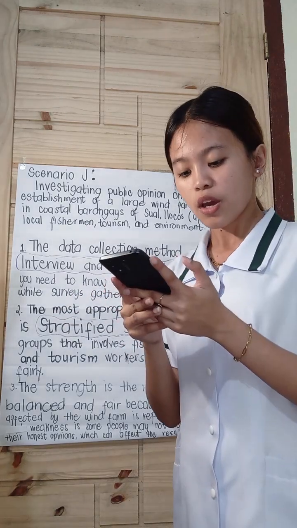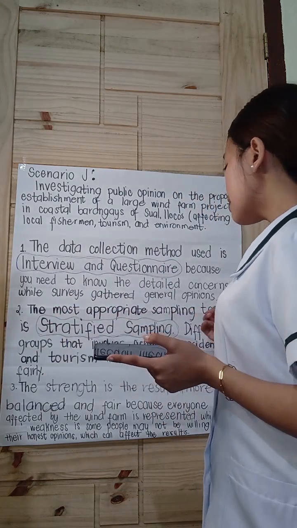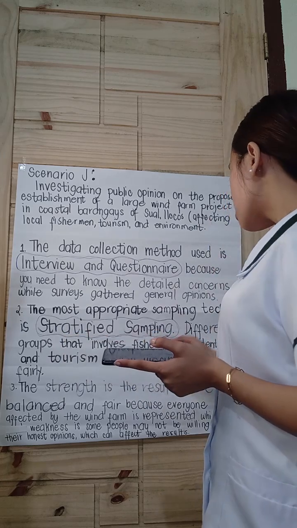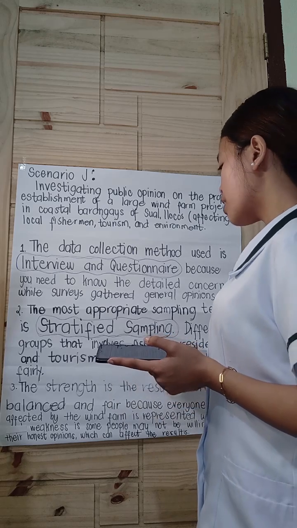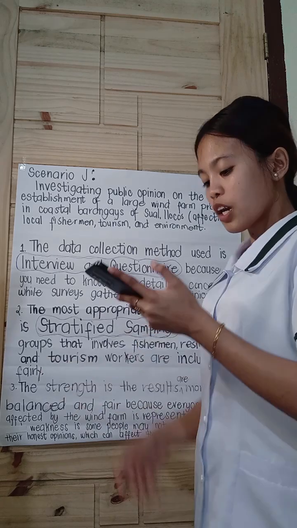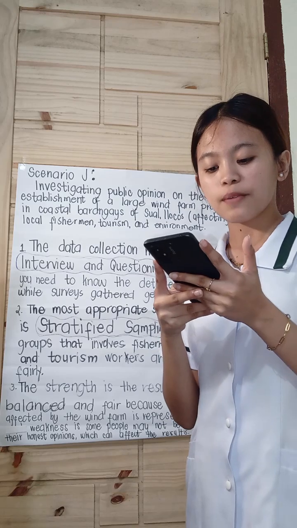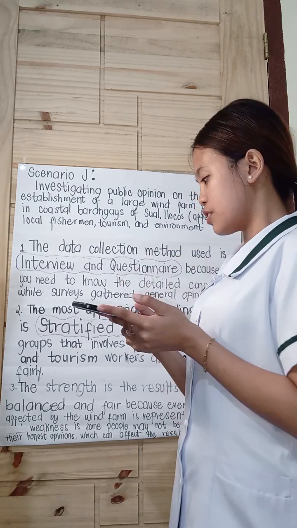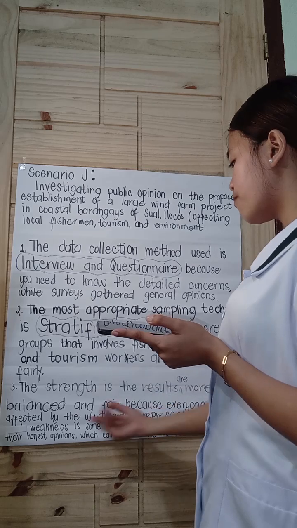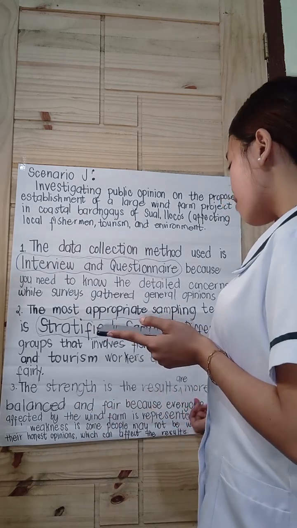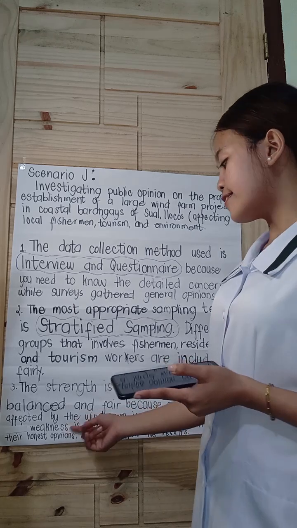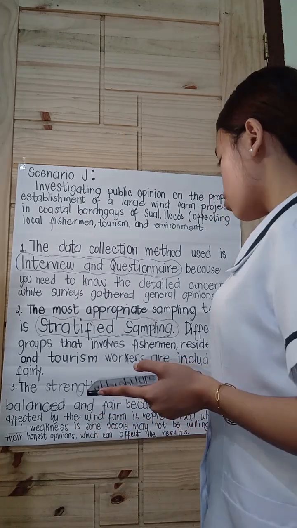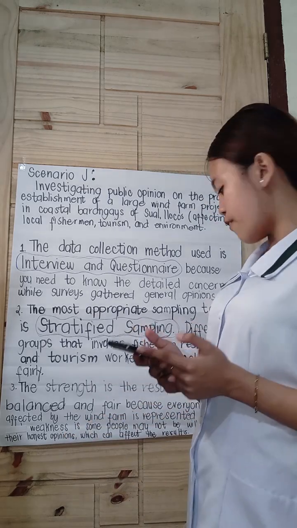The second question is, which sampling technique is most appropriate? The most appropriate sampling technique is stratified sampling, because different groups that involve fishermen, residents, and tourism workers are included fairly. Question number 3. What are the strengths and possible weaknesses of your chosen combination? The strength is the results are more balanced and fair because everyone affected by the wind farm is represented, while the weakness is some people may not be willing to share their honest opinions, which can affect the results.